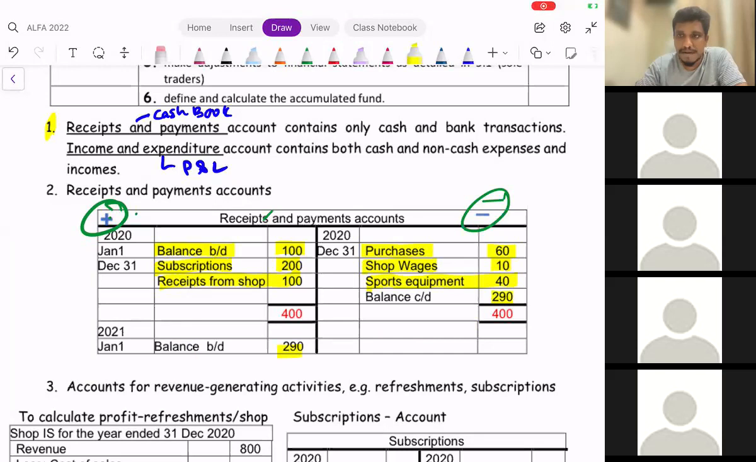This is how you prepare the receipt and payment account. It's like a cash book, money in, money out. It's quite simple.